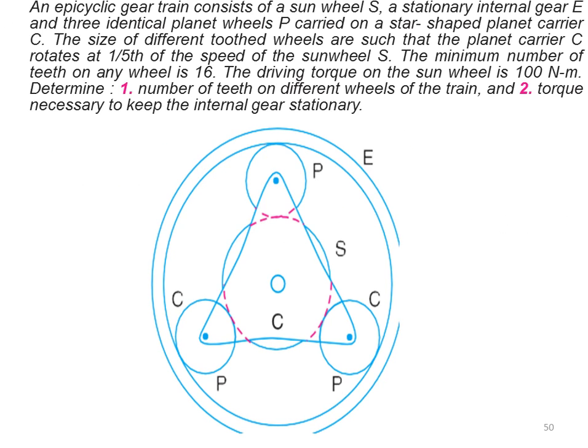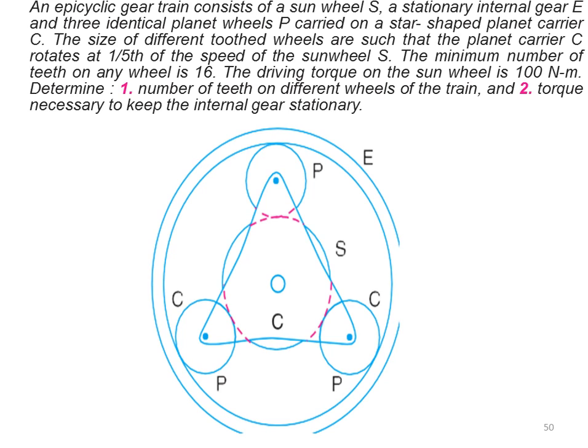Okay. So next, an epicyclic gear train consists of a sun wheel and a stationary internal wheel, gear E, and 3 identical planet wheels P, carried by a star-shaped planet carrier C. The size of the different toothed wheels is such that the planet carrier C rotates at 1/5 of the speed of sun wheel S, and the minimum number of teeth on any wheel is 16, and the driving torque on the sun wheel is 100 Newton meter. You have to determine the number of teeth on the different wheels of the train and the torque necessary to keep the internal gear stationary.